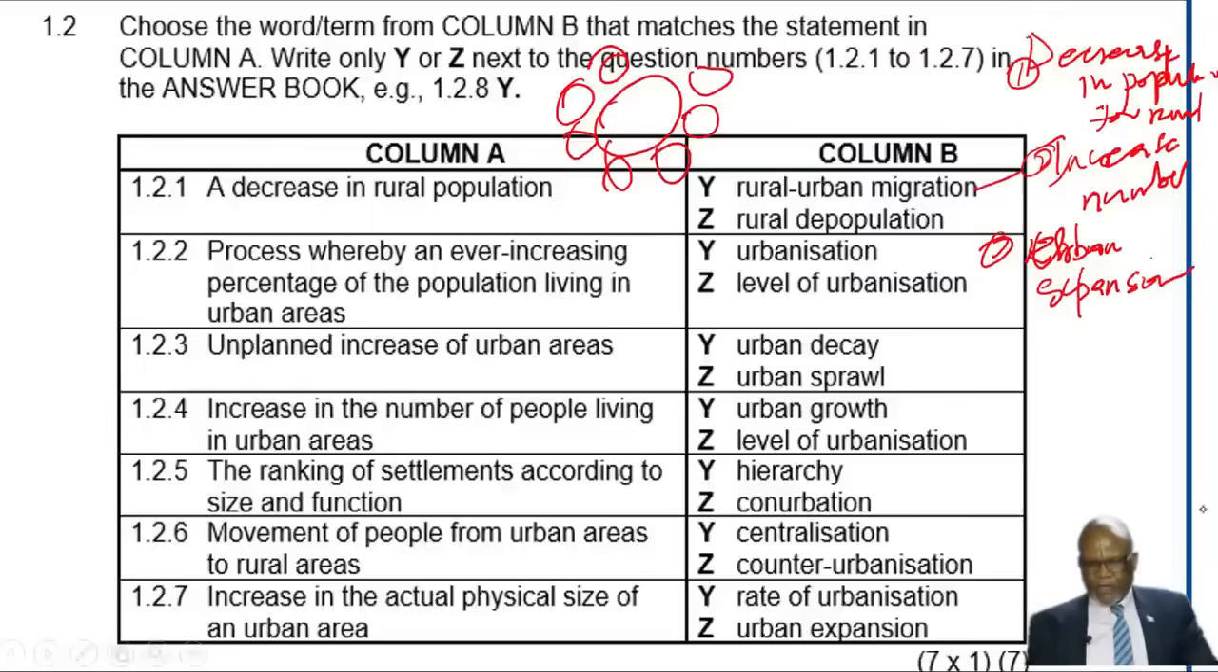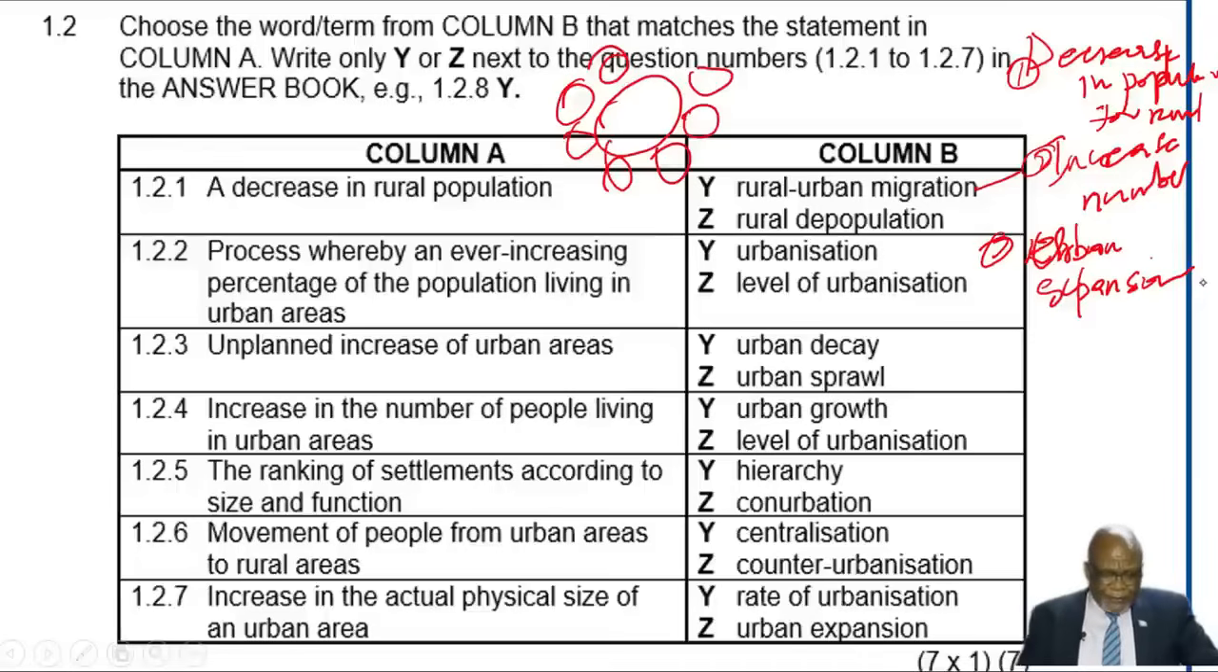So what is urban expansion? Urban expansion is a physical growth of urban area. Urban expansion occurs because of urban growth. What is urban growth? Increasing numbers increases the needs of the people. So once the needs of the people increase, we have to make urban areas bigger by building more houses, more schools, more roads, more shopping centers. And then we're going to have what we call urban expansion. So urban expansion refers to the physical increase in the urban area.